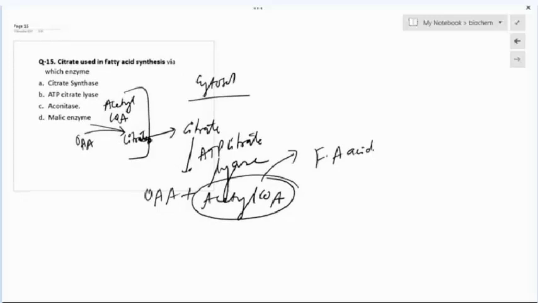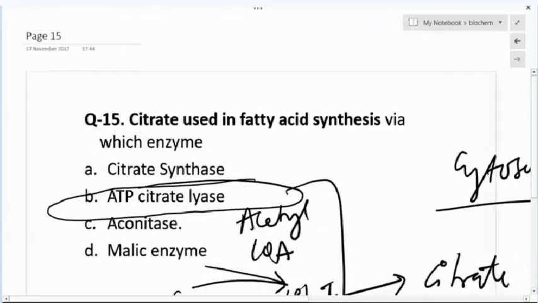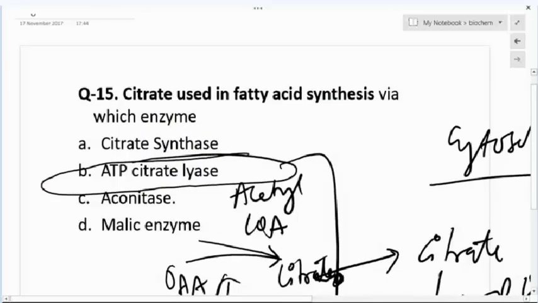That's true, citrate synthase plays a role in the mitochondria. But if one answer is to be chosen, the best answer is going to be ATP citrate lyase, because that is the enzyme which directly snatches the acetyl-CoA from the citrate, which is needed for fatty acid synthesis. So this is a frequently asked question, and you should know that the answer is going to be ATP citrate lyase.